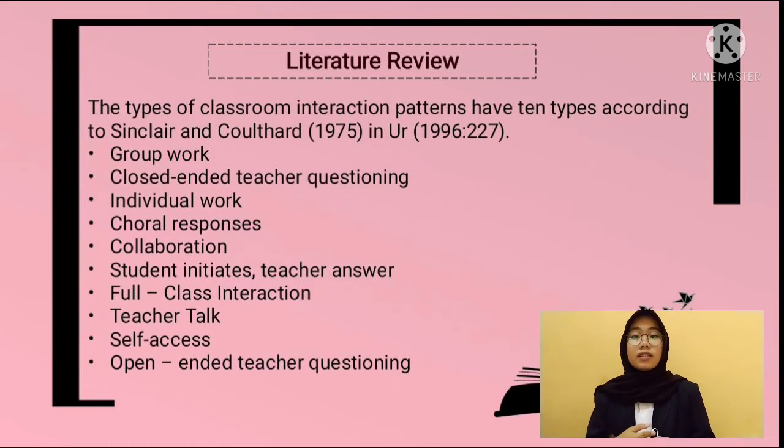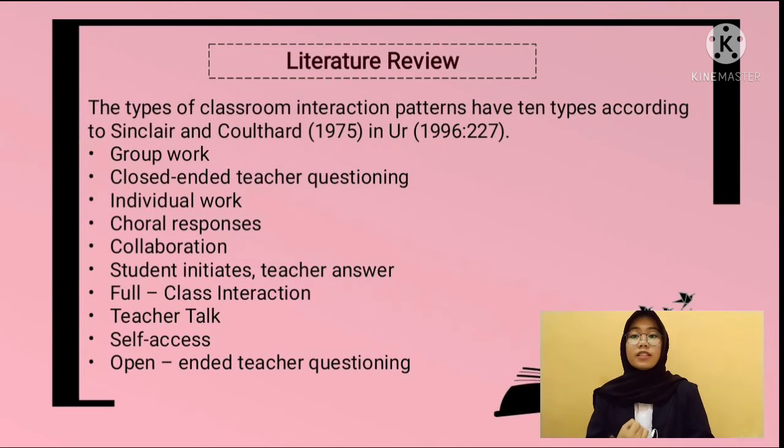And the third is individual work, a type of classroom interaction pattern where the teacher gives assignments to the students, then the students must work independently, and the teacher only goes around monitoring and helping if there is something that the student doesn't understand. The fourth is choral response, a technique where all students verbally respond in unison to the teacher's questioning.